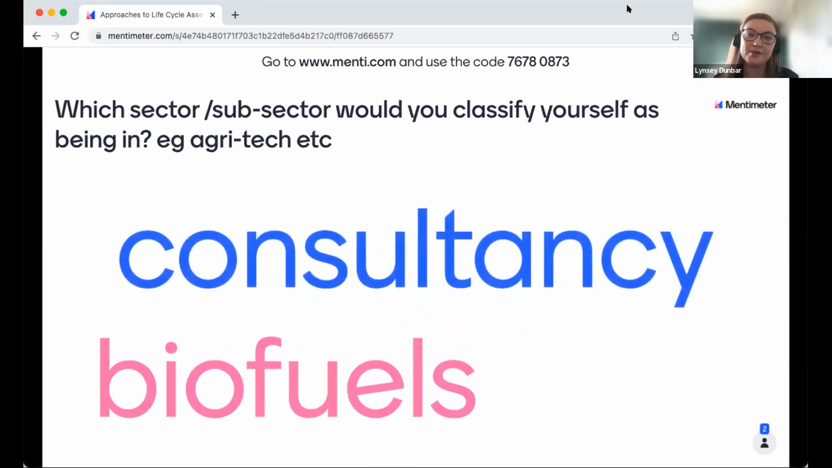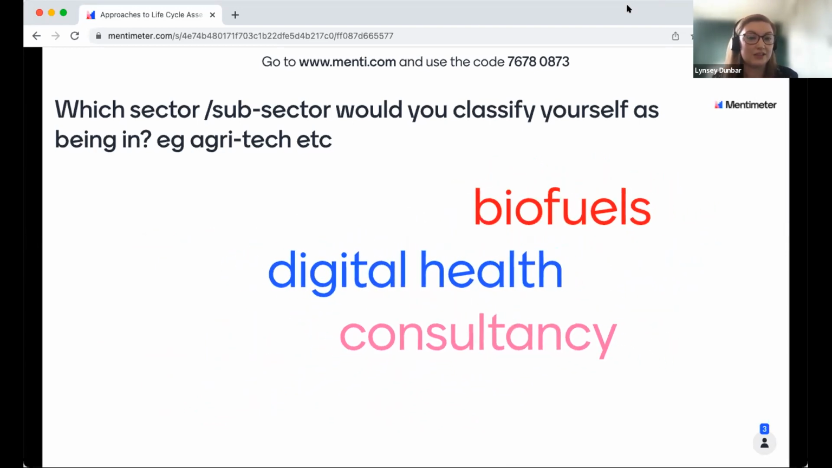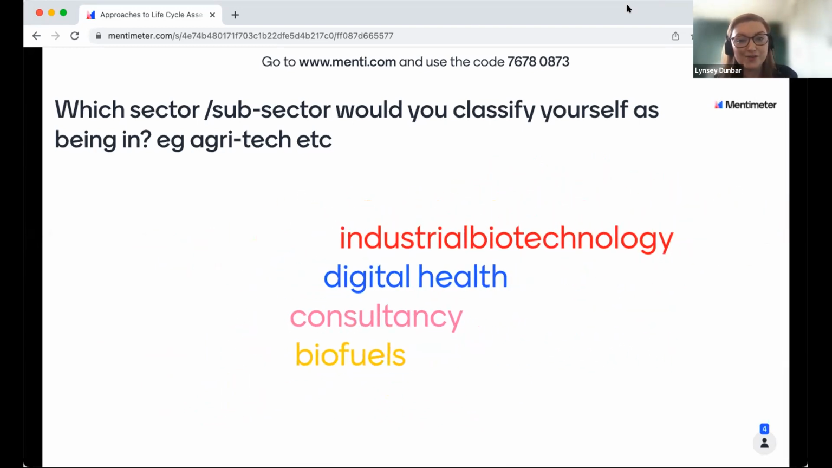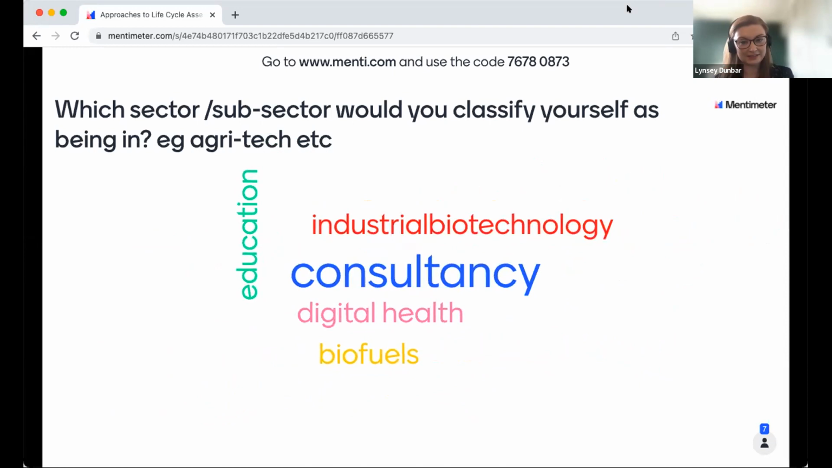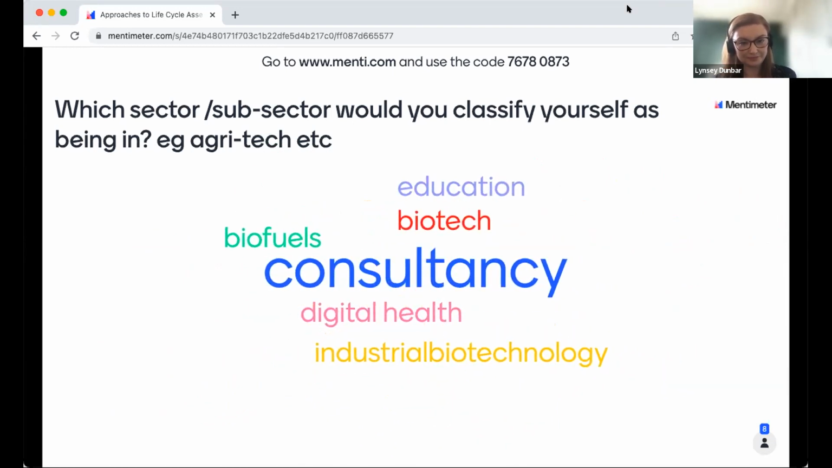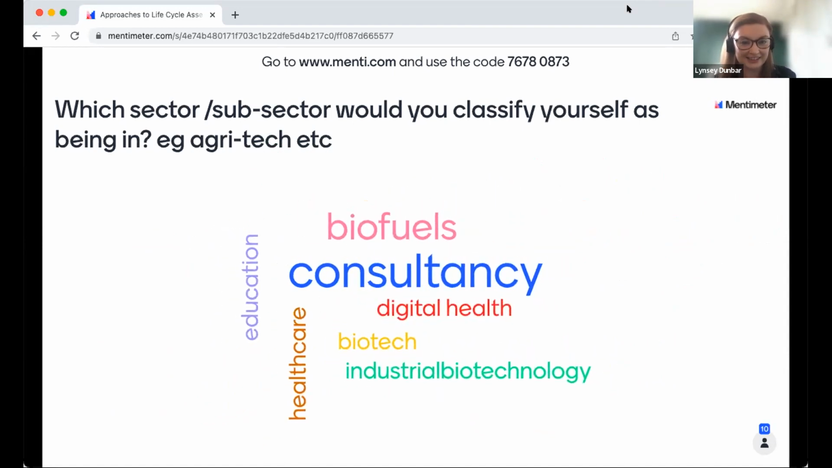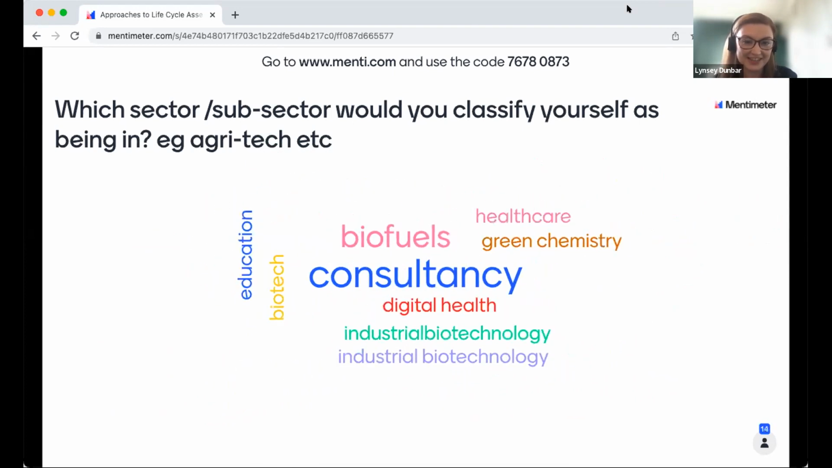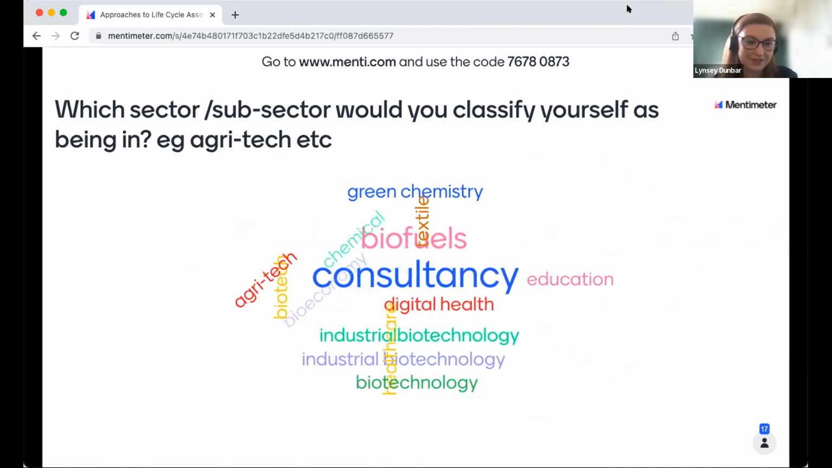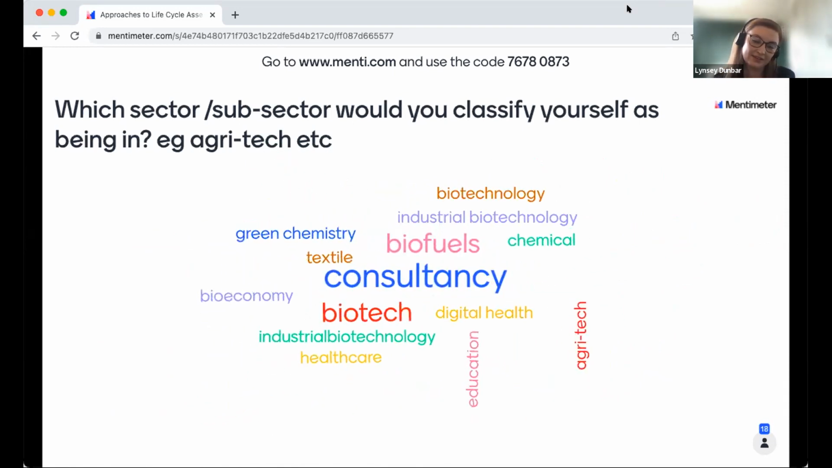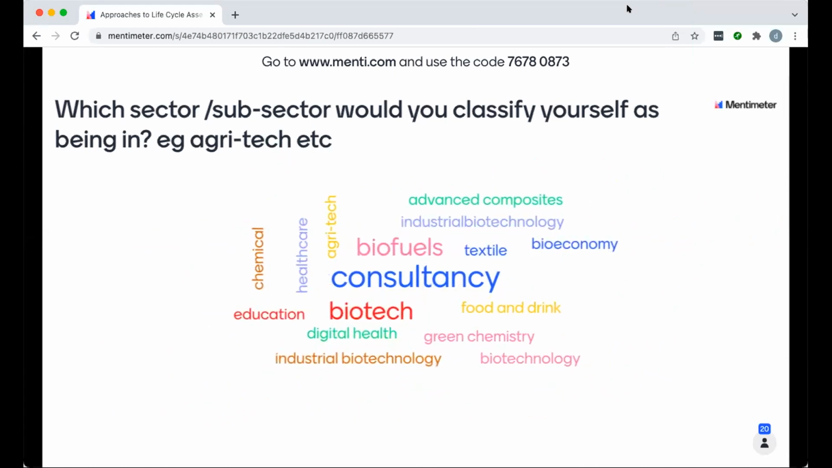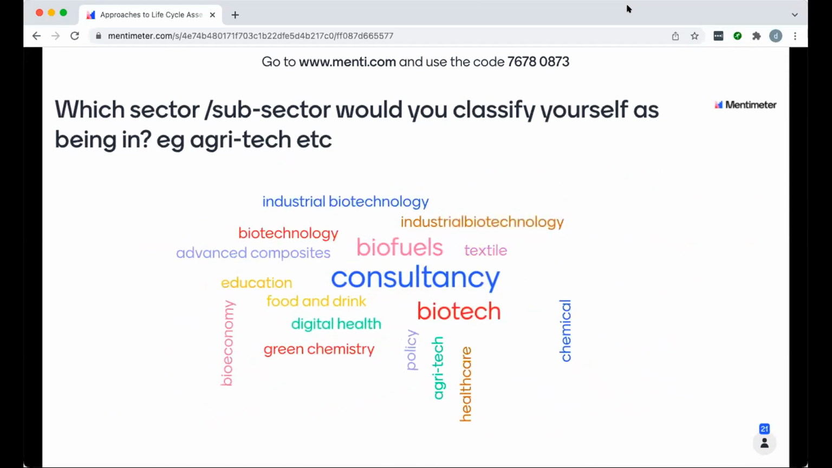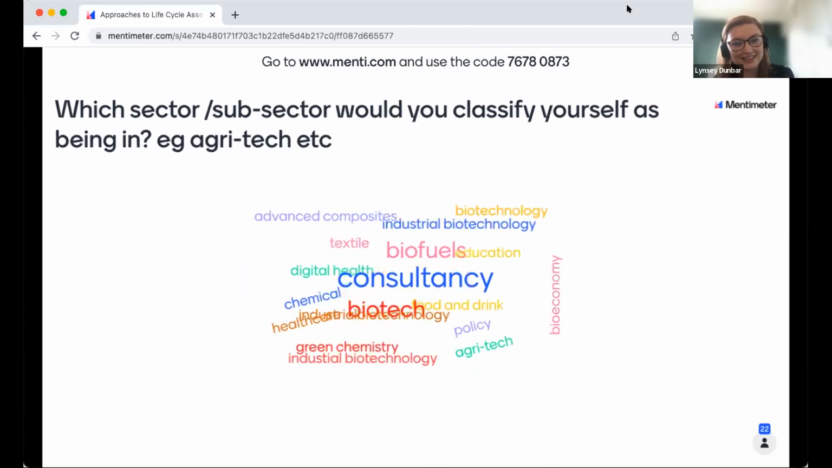So which sector or subsector would you classify yourself as being in? So for example, agri-tech. I see a few people have already given their answers there. Thank you very much for that. Let's give it a little minute. Got a few different sectors there. Quite a few: industrial biotechnology. Oh, lots. Fantastic. So that's quite a broad range we have on the call today.